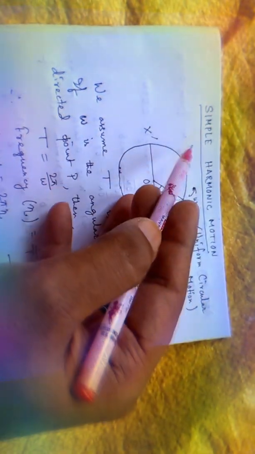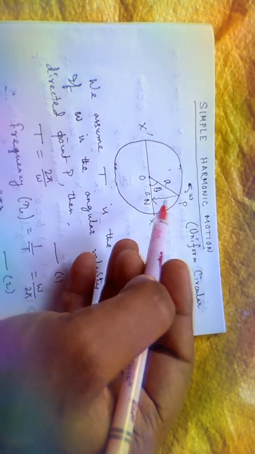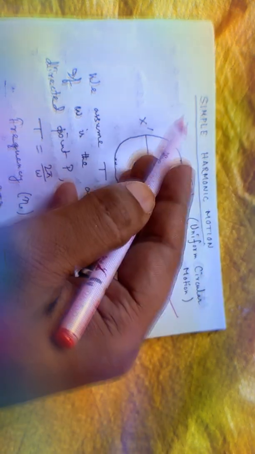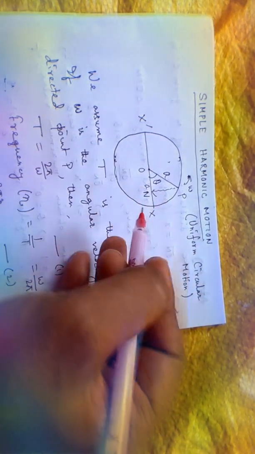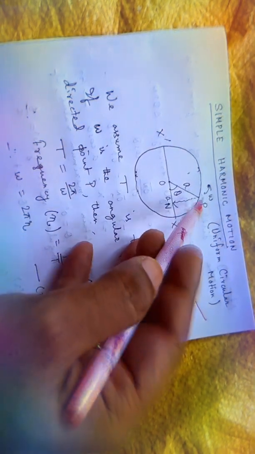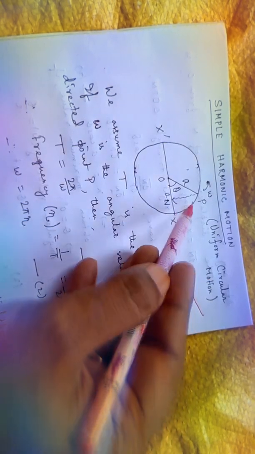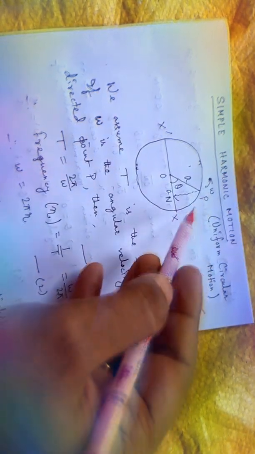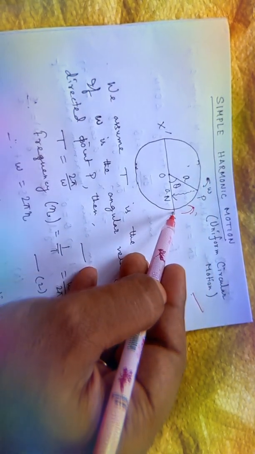Hello students, today I discuss simple harmonic motion with uniform circular motion. How can we establish the equation of simple harmonic motion for any particle? First we assume that T is the time period and omega is the angular velocity of the directed point P, which rotates with angular velocity omega in the anti-clockwise direction from the point X.